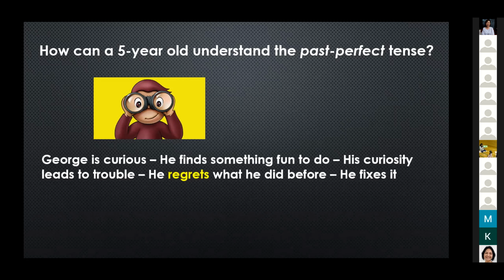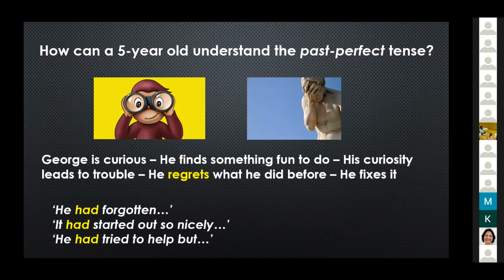Here's the pattern. George is curious. He finds something fun to do. His curiosity leads to trouble. Then he regrets, keyword, what he did before, and ultimately he fixes it. This pattern is repeated again and again.